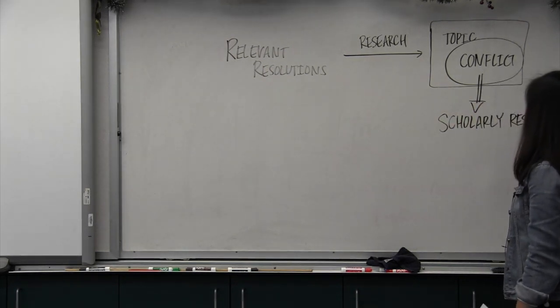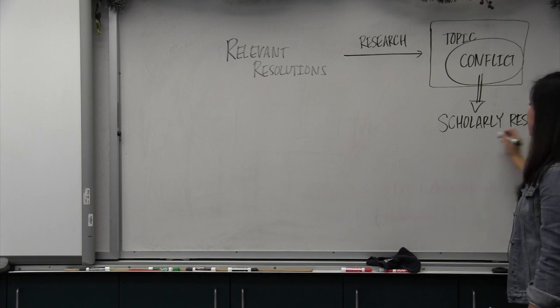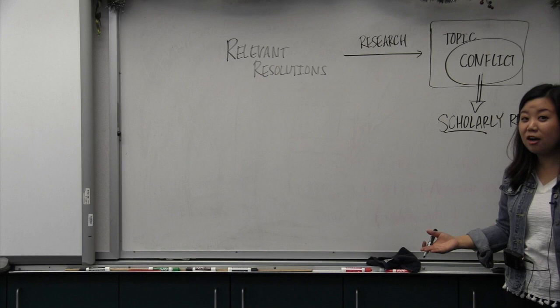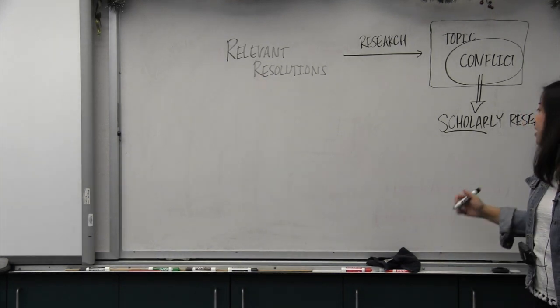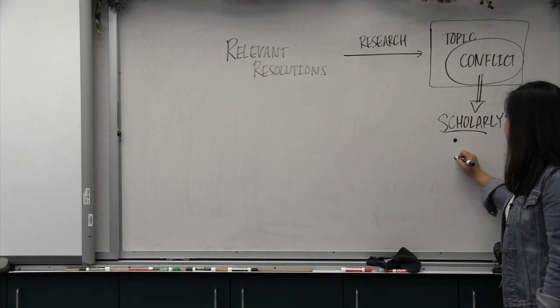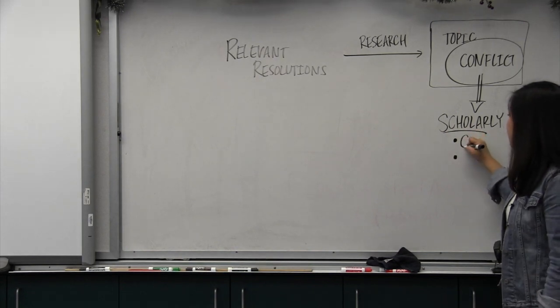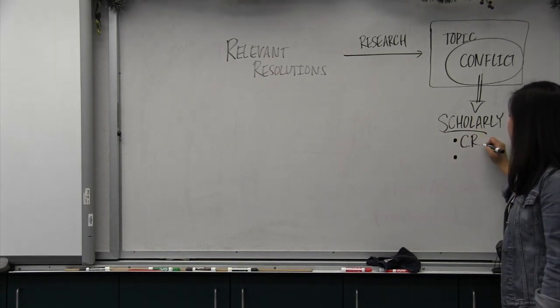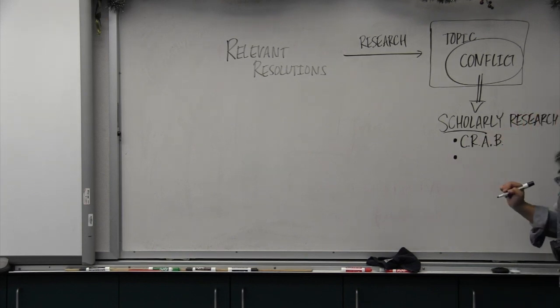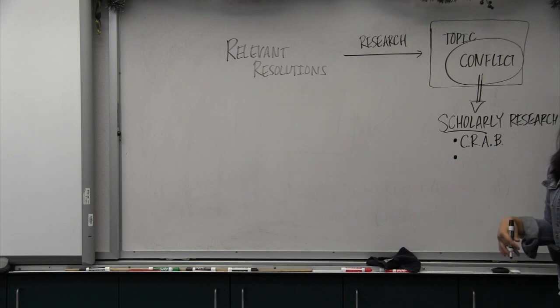Scholarly research is research that scholars do. That's why it's called scholarly. This is the type of research that you will be doing in high school and in college, so you're getting a head start now. The scholarly research that you will be conducting needs to be found from sources that are credible, reliable, accurate, and not biased. That's called CRAB.